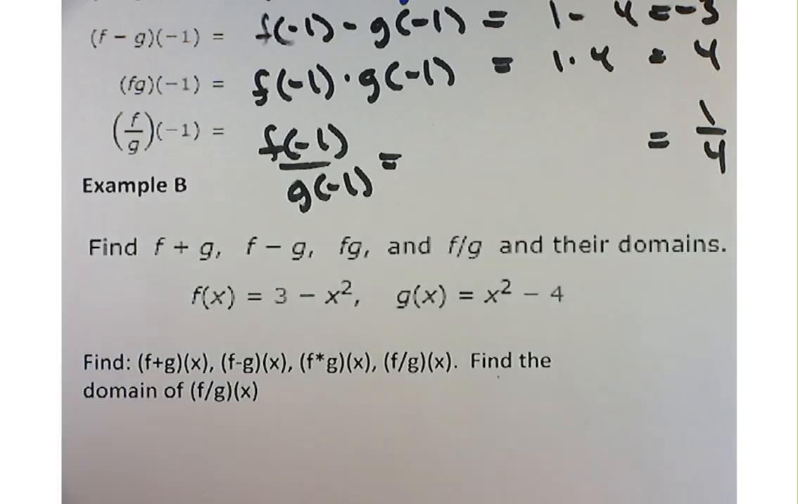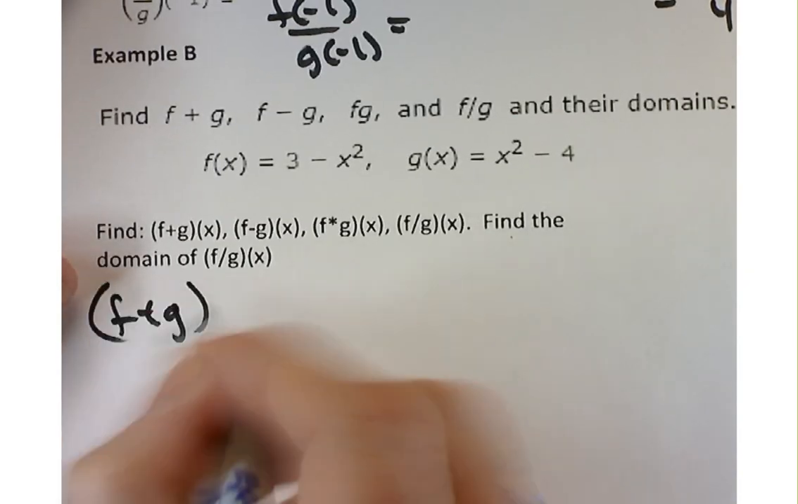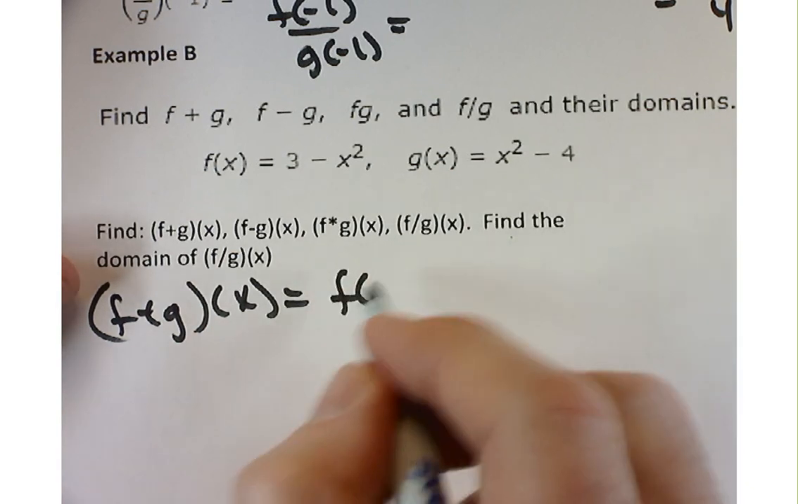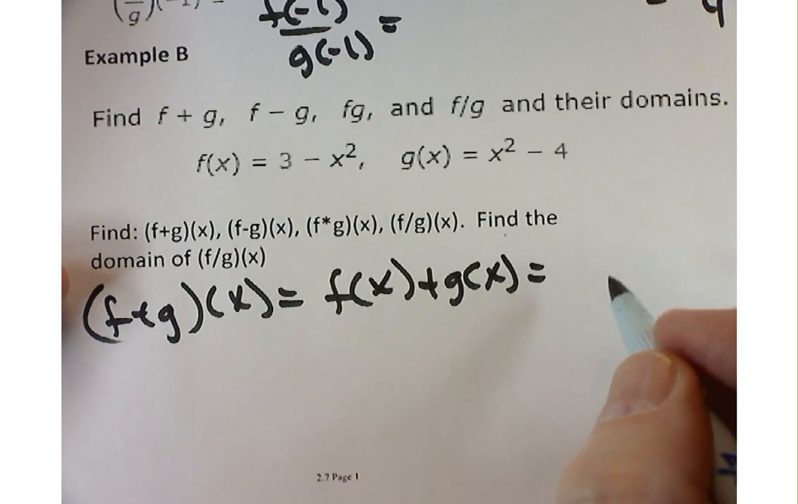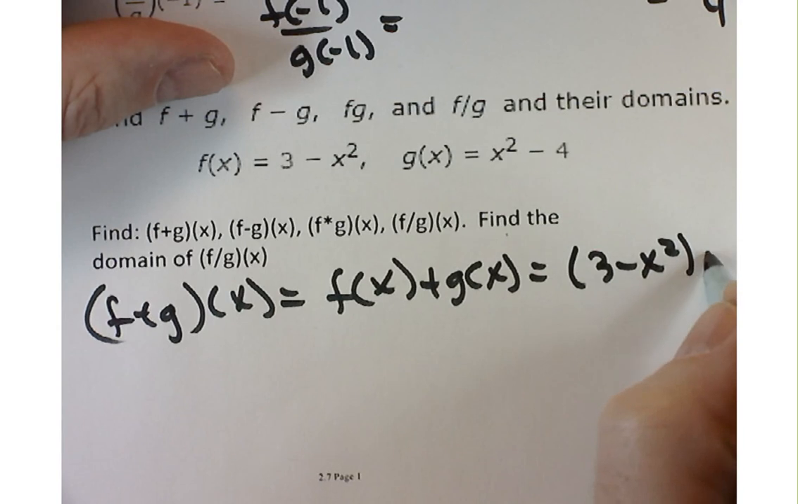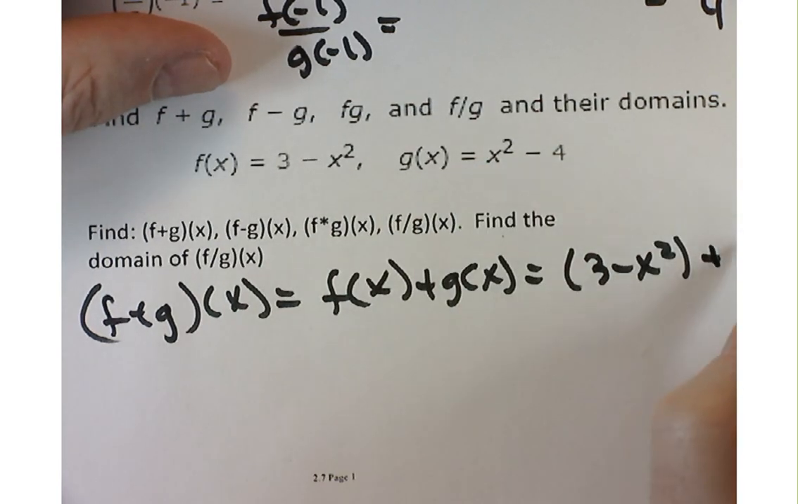So let's start by finding f plus g of x. Even though I might write it like this, there's nothing wrong with thinking of it like this, which is going to be 3 minus x squared plus x squared minus 4. Can anyone simplify that for me? Negative 1.